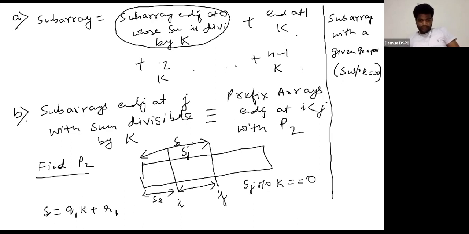I can write Si, let's say when I divide Si by K, as Q2 into K plus R2. R1 and R2 are between 0 and K, where K is open and 0 is closed. This is the remainder theorem, right? Everyone knows this. No one has issues with this, right?